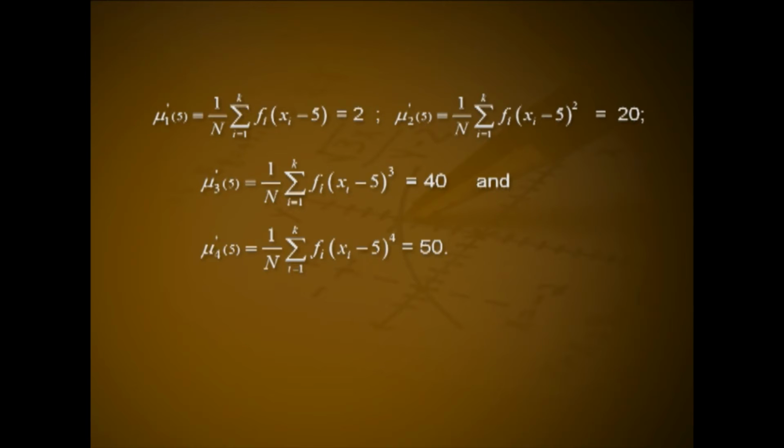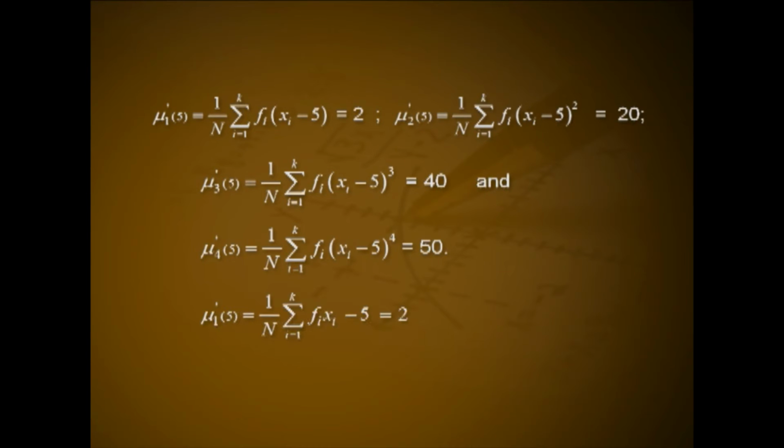Solution. Given mu 1 dash about 5 is equal to 1 by n summation i from 1 to k f_i into (x_i minus 5), that is 2. Mu 2 dash about 5 is equal to 1 by n summation i from 1 to k f_i into (x_i minus 5) the whole square, that is equal to 20. Mu 3 dash about 5 is equal to 1 by n summation i from 1 to k f_i into (x_i minus 5) the whole cube, that is equal to 40. And mu 4 dash about 5 is equal to 1 by n summation i from 1 to k f_i into (x_i minus 5) raised to 4, that is equal to 50.